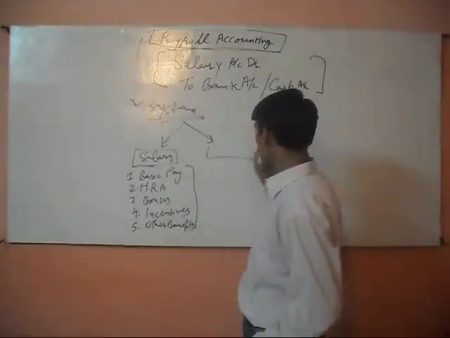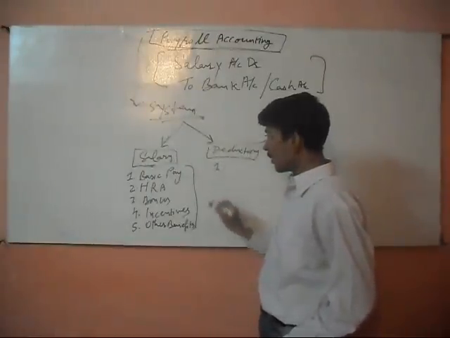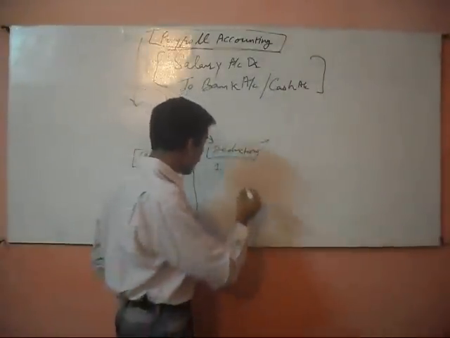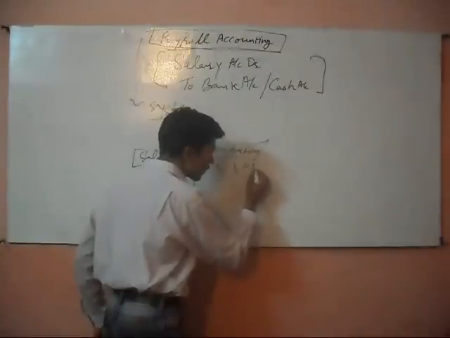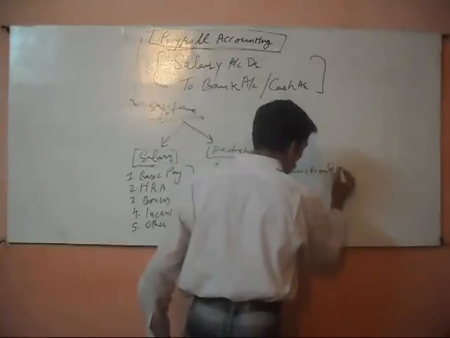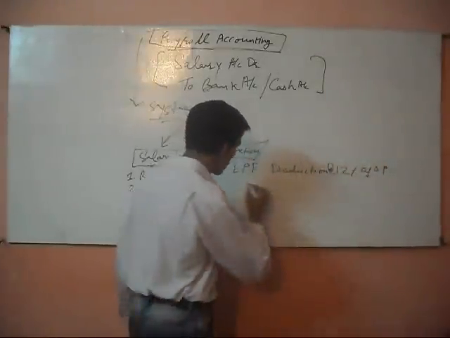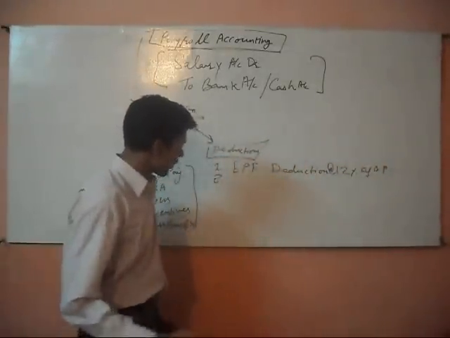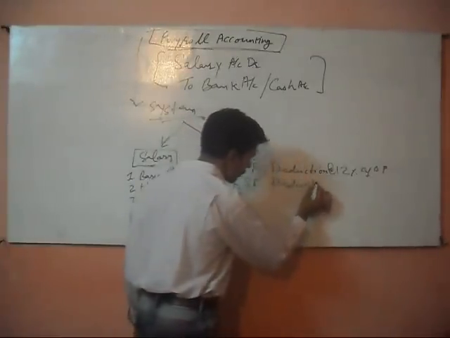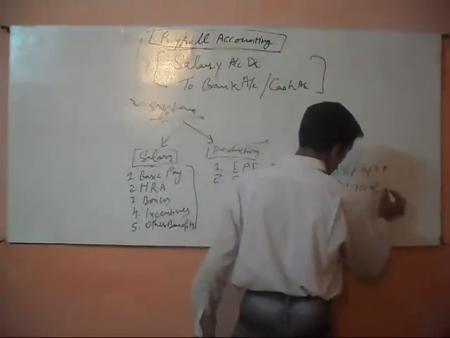And in the form of deductions, we can include the employee's provident fund deduction. That is at 12% of basic pay. And second is the employee's state insurance deduction, of a specific formula.